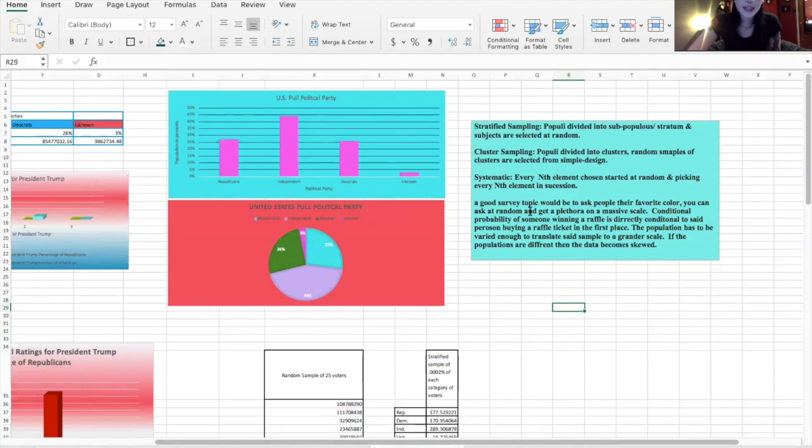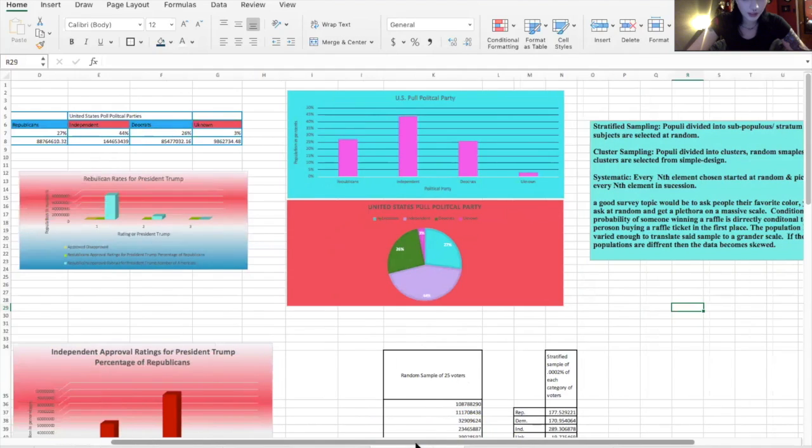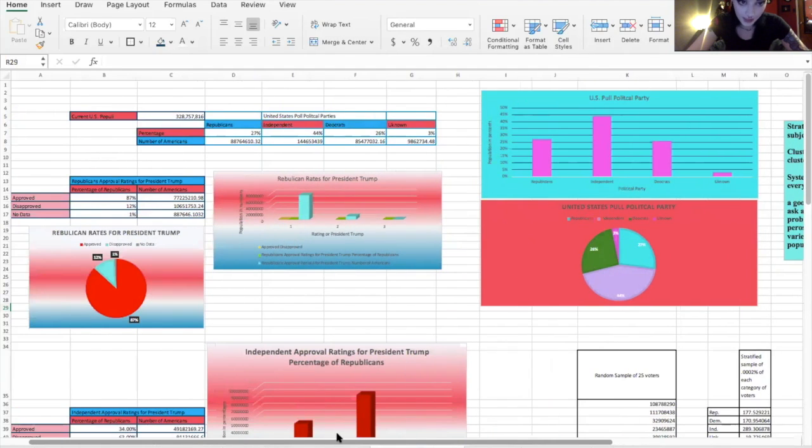Now, systematic: every X element chosen, started at random, and then picking every X element in succession. Whew, I cannot talk tonight. Let's take a look at these.